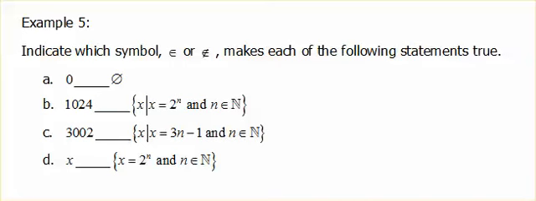Okay, so for example 5, it says indicate which symbol, element, or not an element makes each of the following statements true. So I want you to go ahead and try and think your way through these problems. You know what an element means and not an element means. So go ahead and pause the video now.